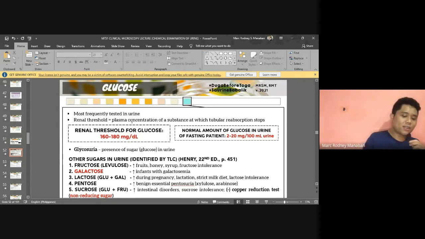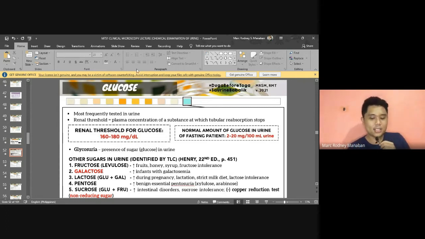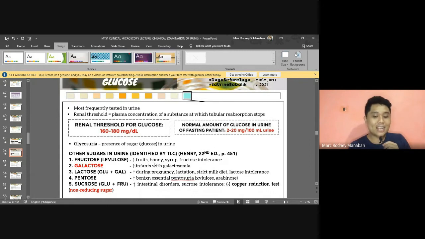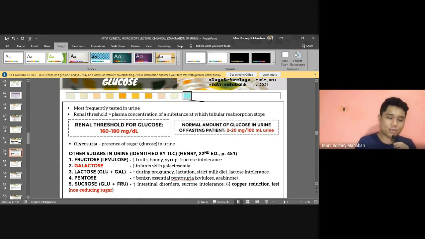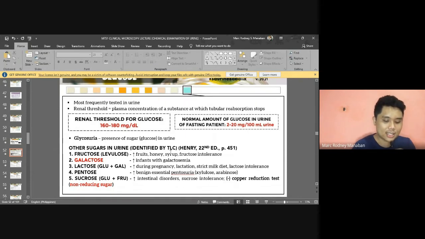Now, what are the other sugars found in your urine? This is from Henry, no? They are all identified by TLC, your thin layer chromatography. Number one is, of course, fructose, also known as levulose. This is increased in patients who have ingested fruits, honey, syrup, or those with fructose intolerance.